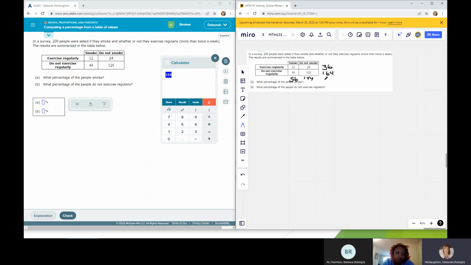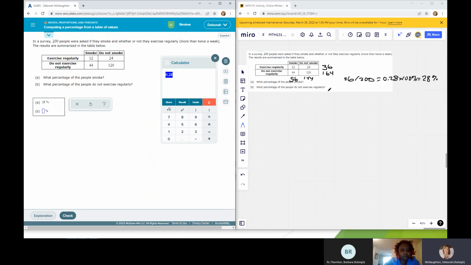So what percentage of the people smoke, that's going to be 56 divided by 200. So the number of people who smoke, 56, divided by the total number of people in our sample, 200. So that number is 56 divided by 200, 0.28, and then we need to convert that to a percent. So we multiply that by 100%. And that's going to be 28%. So 28% of the people smoke.